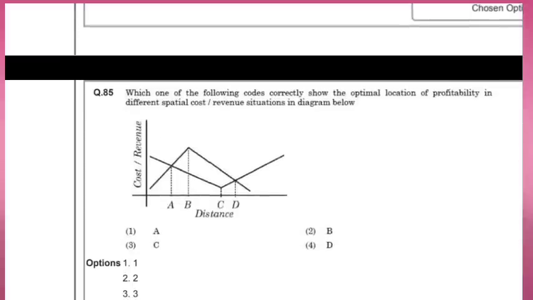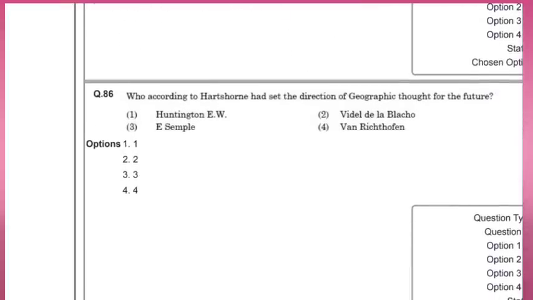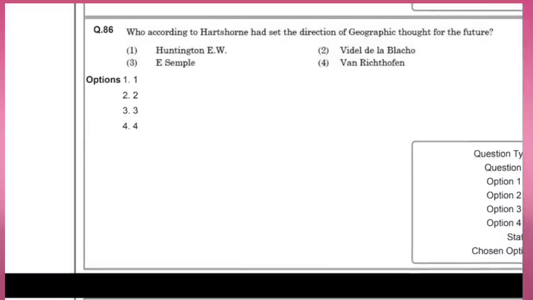And next question: which one of the following correctly shows the optimal location profitability in the different spatial cost and revenue situation in the diagram below? The answer by NTA NET is 2, B is the correct answer. And next: who, according to Hartshorne, had said the direction of geographic thought for the future? Definitely option 4, von Richthofen is the correct answer.